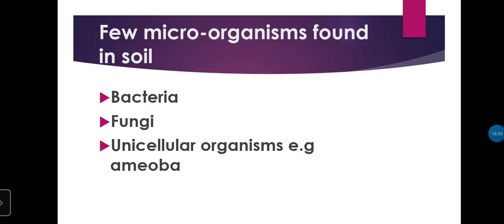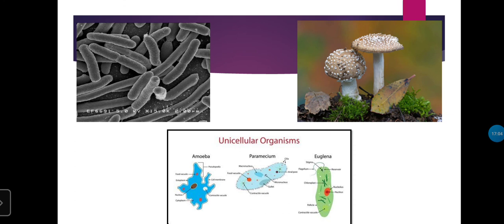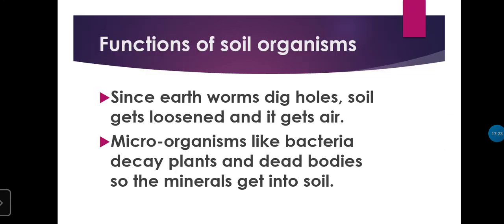Okay, let's see who are the microorganisms we can find in soil. Bacteria, fungi, and unicellular organisms like amoeba, paramecium and euglena. I have given you pictures. In the first picture you can see bacteria, second fungi and the third unicellular organisms. Who are unicellular organisms? Yes, organisms that have only one cell. Examples are amoeba, paramecium and euglena.